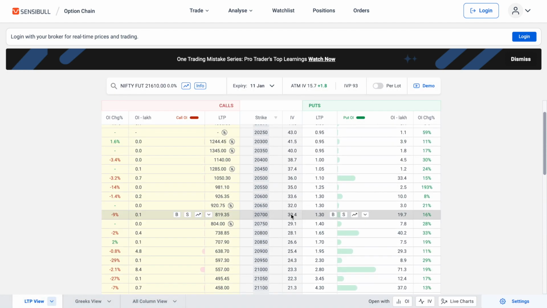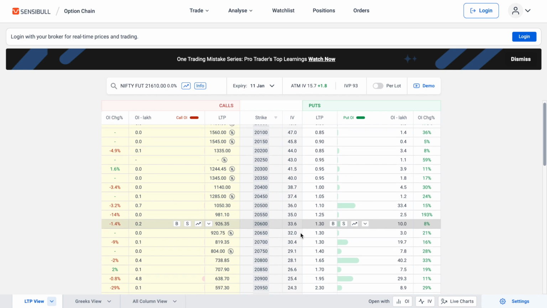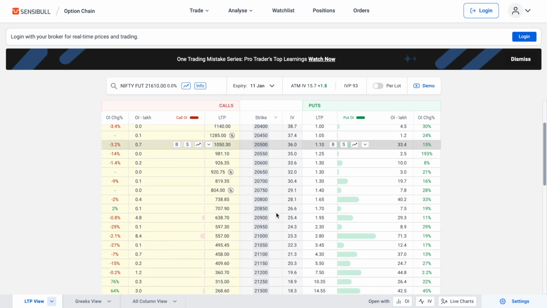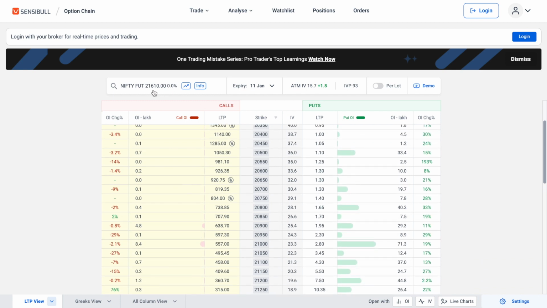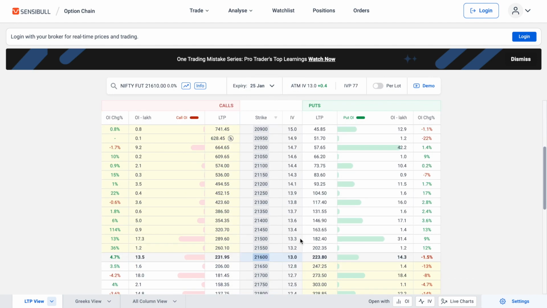Now there is some PE. Here you can see the options: a maximum of 20,500 people have bought, and then they have sold. Now this is as of 11 Jan. What we'll do is go ahead and check for the end of January, 15 days later.